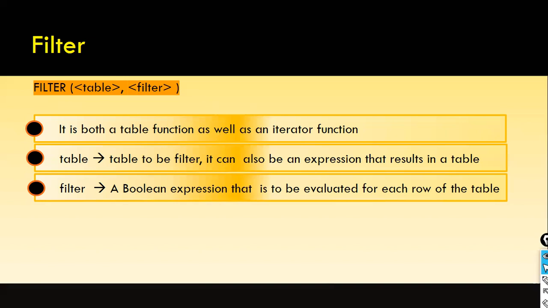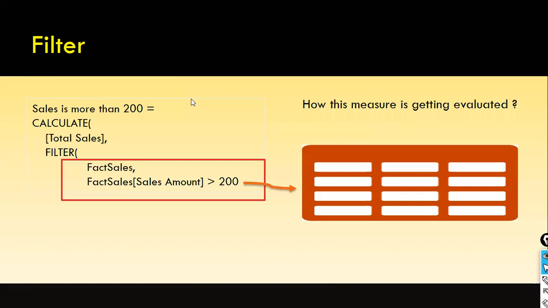Whereas calculate table is not an iterator function, okay? That is also another difference. As the first argument, you need to specify the table name, which table you want to apply the filter to, and then you can use the Boolean filter.